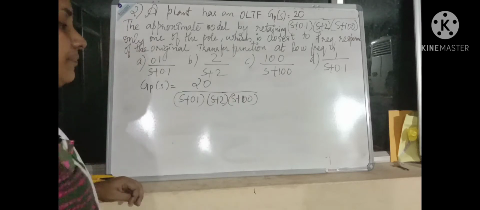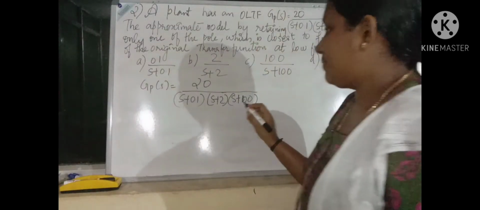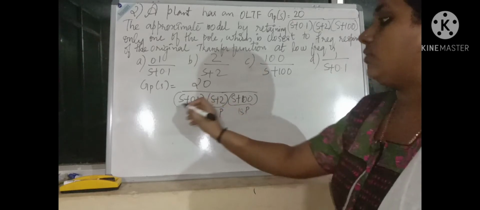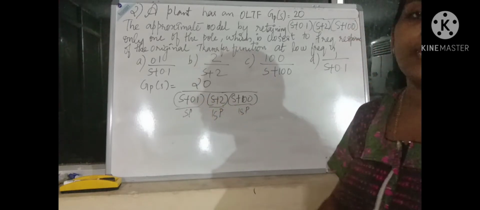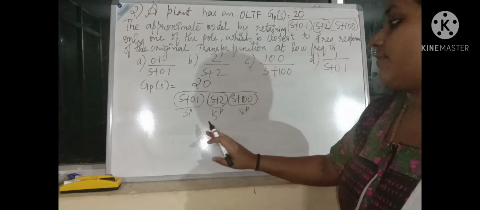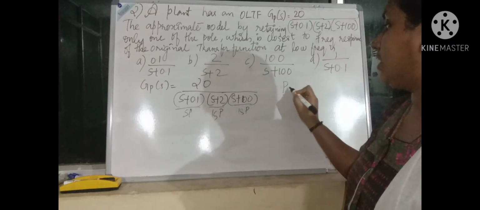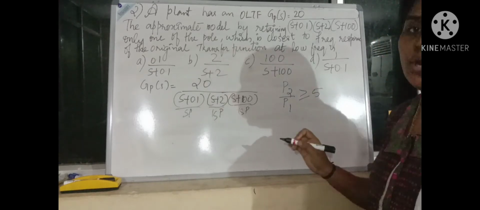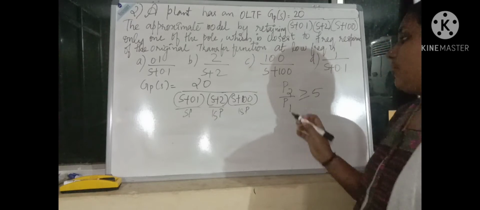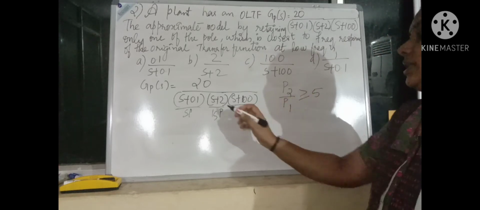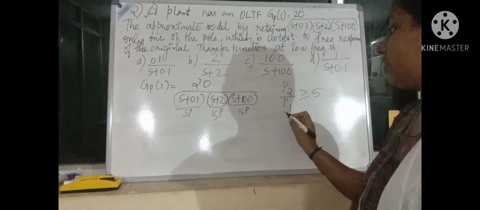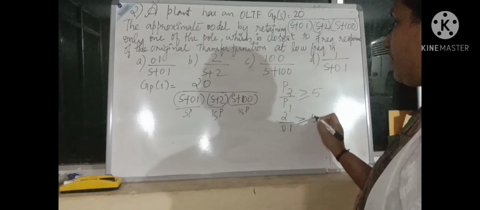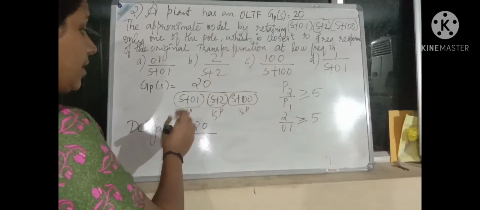Okay, see, S plus 100, this is insignificant compared to this one. Only one significant pole is here. Just to find out, we know the relation, that is P1 by P2 should be greater than or equal to 5. Okay, that is the insignificant pole, that is 2 by 0.1. This is greater than or equal to 5. Significant pole.